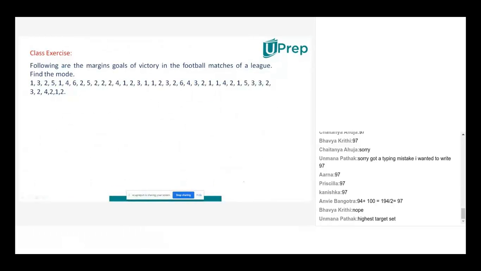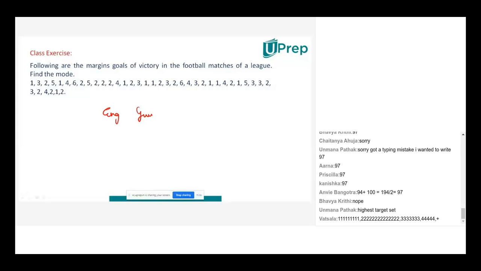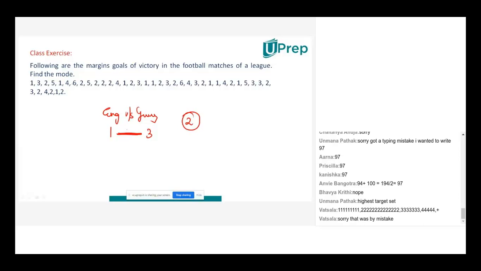Sir, percentage of a team which team is leading or losing. Okay. Basically, guys, if you watch football, if there is a match between England and Germany, and the score is 1-3, how many goals did Germany win by? 2. That is what he's saying. That is the margin goals. What does margin mean? The difference between these two. Is it clear now? Sir, then why can't it be the difference of the goals of victory?